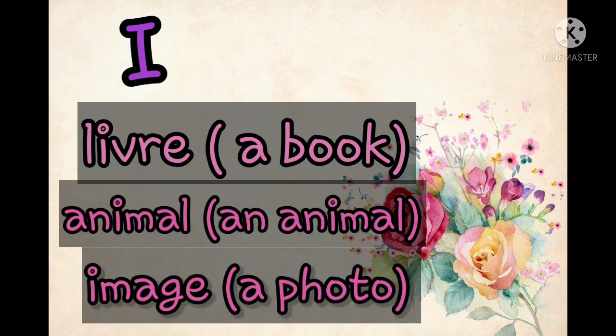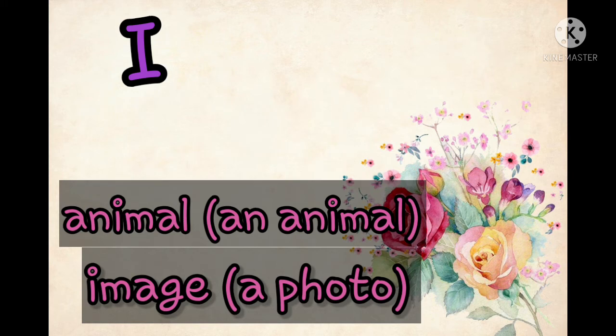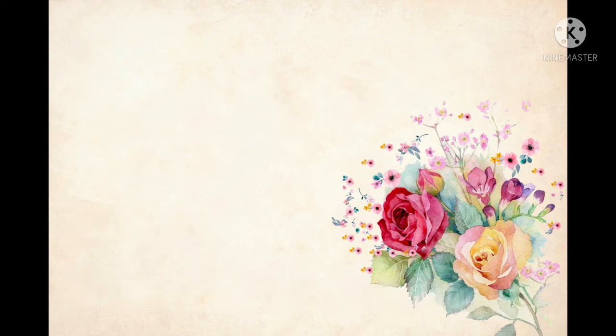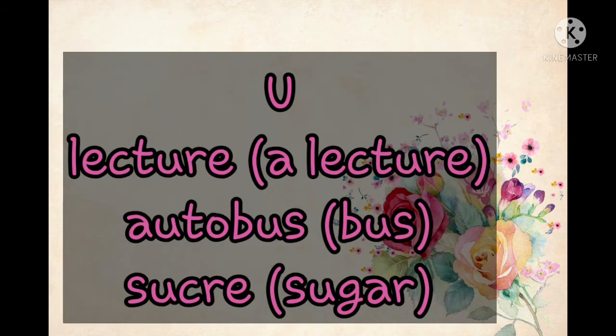So now we have I, which is livre, a book. Animal, image, a photo. O is stylo, dos, back, ordinateur. U, lecture, which is lecture. Autobus, which is bus. Sucre is sugar.